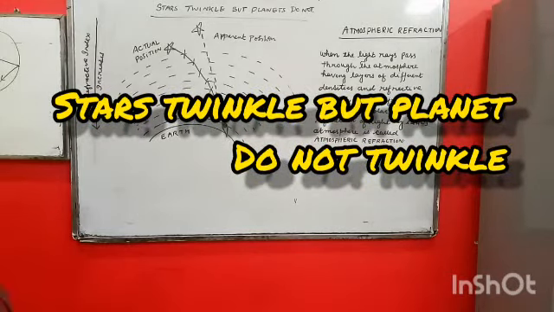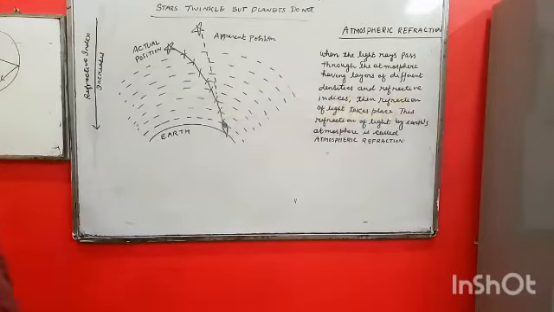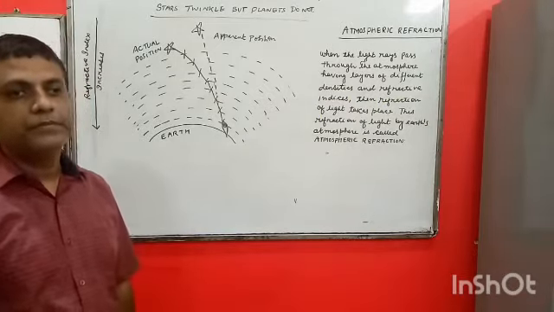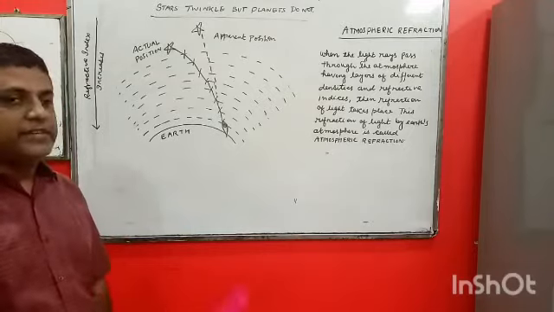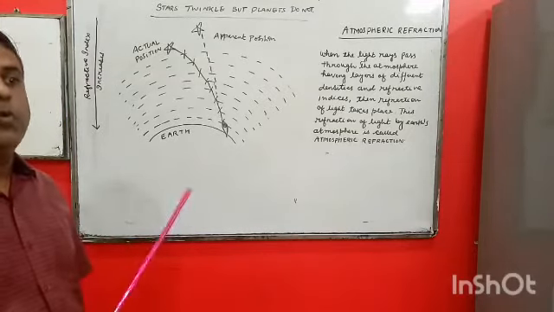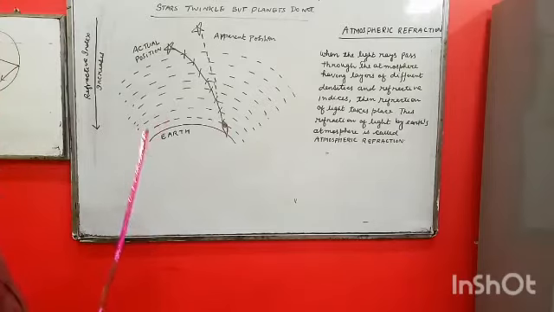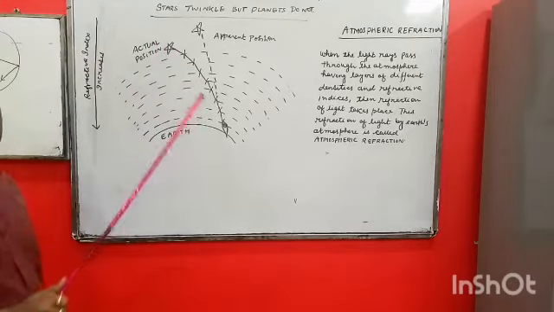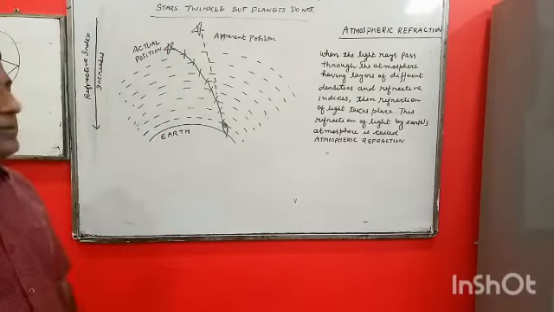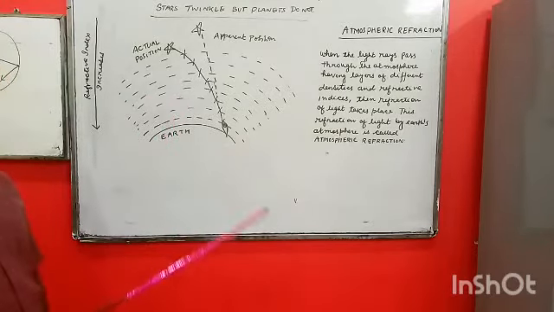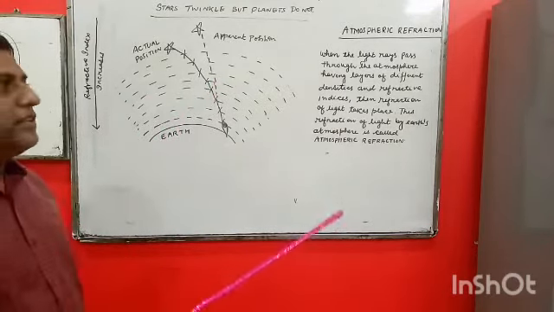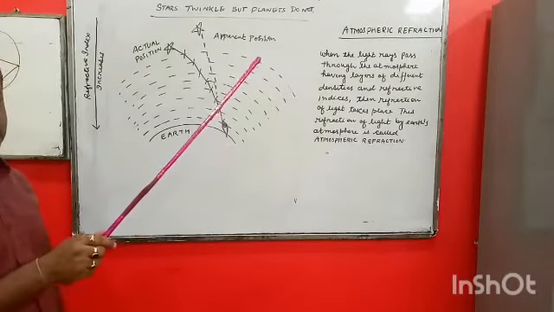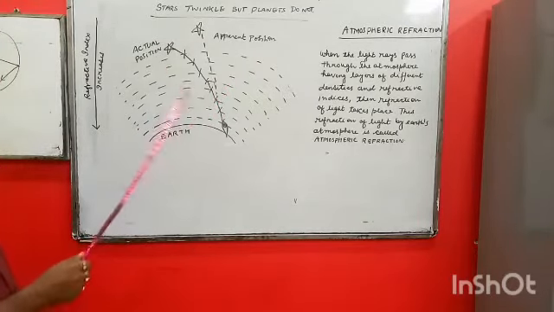Now, our next topic is: stars twinkle, but planets do not. Now, listen. Physical conditions of the Earth's atmosphere are not the same. Sometimes the density of the layer of atmosphere is more. If the density of the layer of atmosphere is more, we see the dimming effect of the star, that is, less starlight reaching the Earth's surface. And if the density of the layer of atmosphere is less, then we see the brightening effect of the star. That means we can see more starlight.